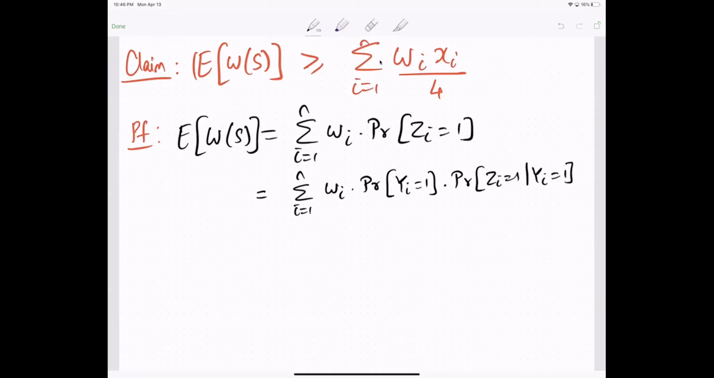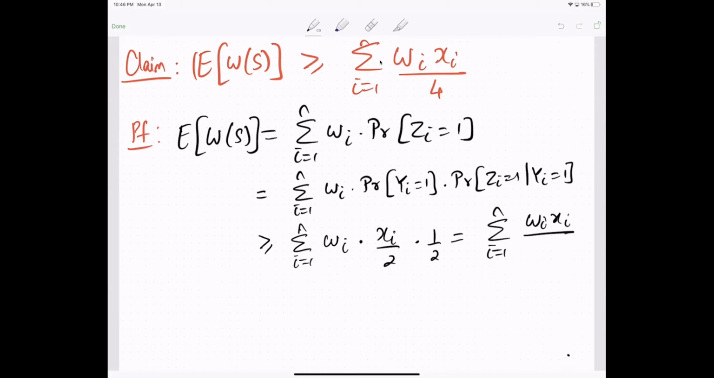So then we've done all the hard work. We have all these values with us, so we just plug them in. This is w_i. Probability of Y_i being equal to 1 is exactly x_i over 2. And probability of Z_i equal to 1, condition on Y_i equal to 1 is exactly half. So what we end up in the end is w_i x_i over 4. Done.